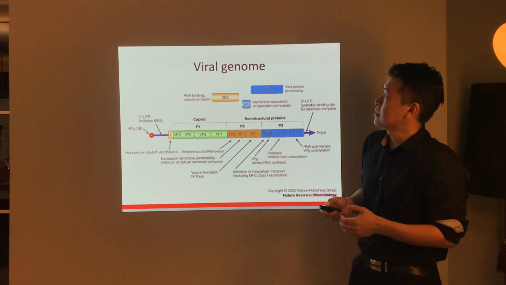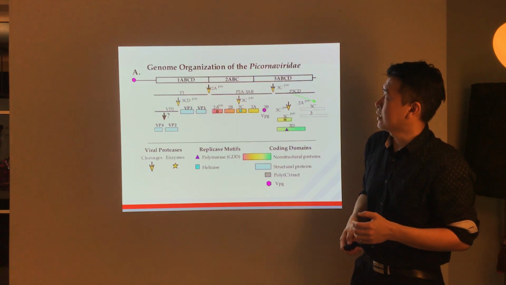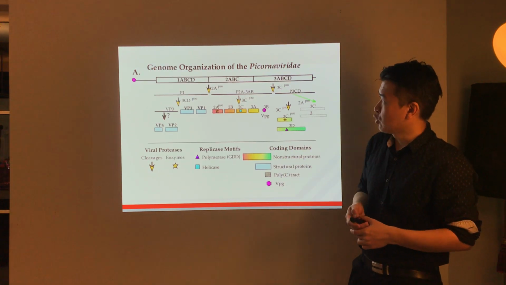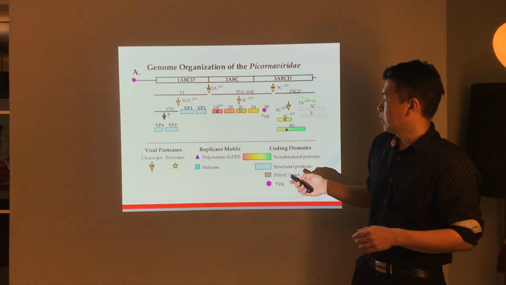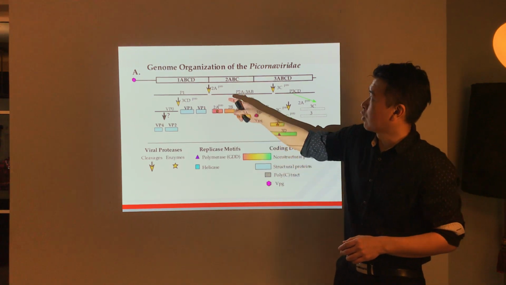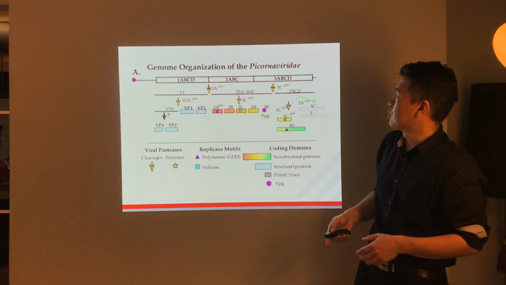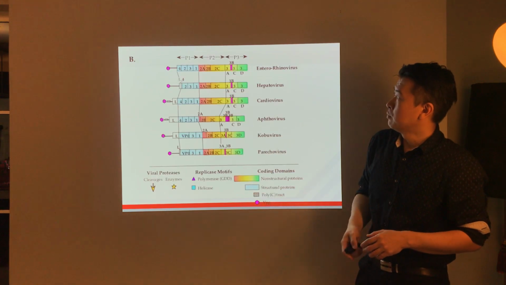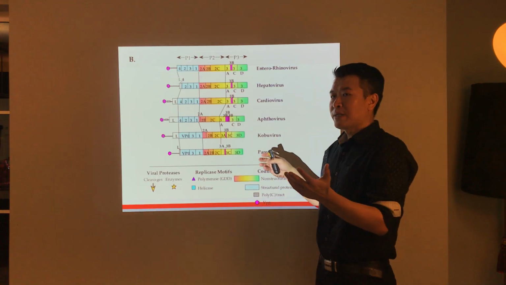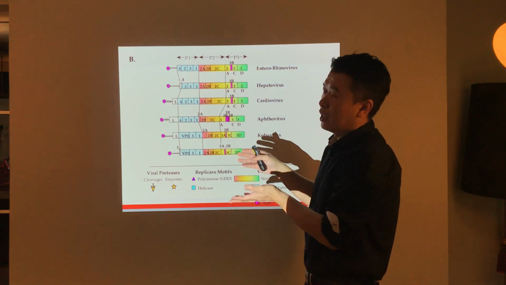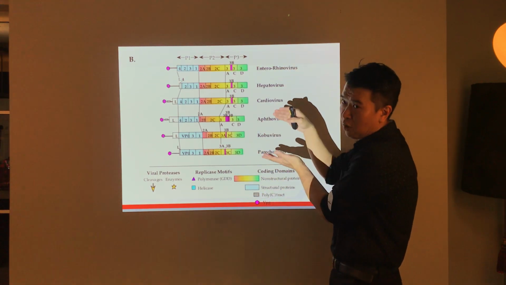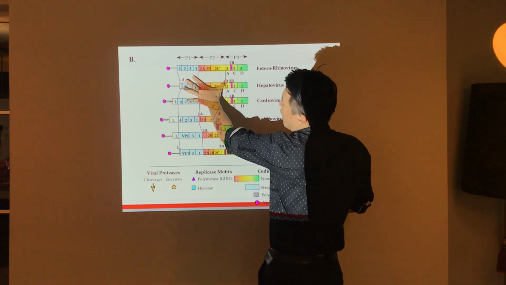Alright, so basically this is how the viral genome looks, and this is another diagram to show you, so coding regions and non-coding regions and so on and so forth. So remember we said we try to classify the viruses accordingly. Now this is how it looks.